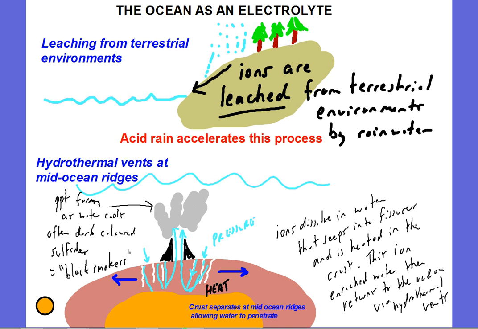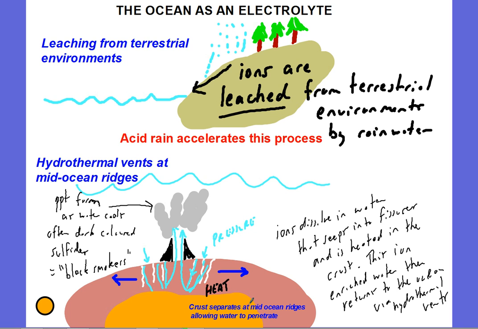And the next thing was the ocean as an electrolyte, and there were two reasons we need to know why the ocean is an electrolyte. It's an electrolyte because it contains dissolved salts, but where do those salts come from? One way that dissolved salts get into the ocean is something called leaching from terrestrial environments. That means that ions are leached or dissolved from terrestrial environments by rainwater, and acid rain, as we know, accelerates that process. The other source of ions in the ocean is from hydrothermal vents at mid-ocean ridges.